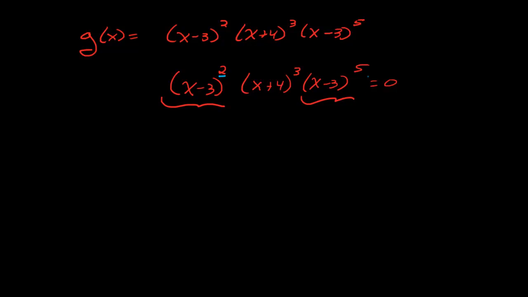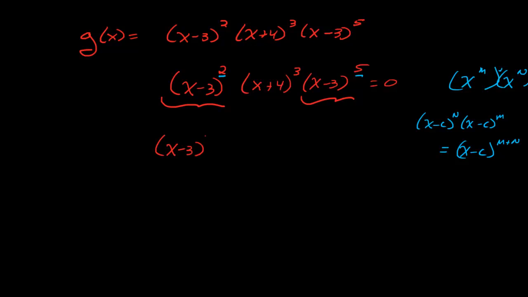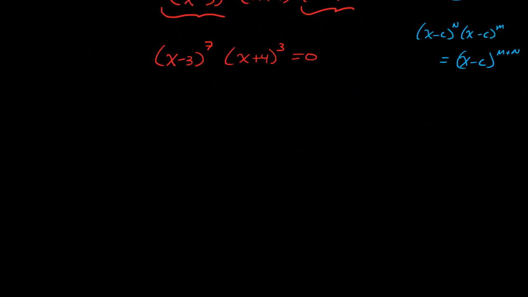So when we have the same bases, we add their exponents because we know x to the m times x to the n equals x to the m plus n. If you have x minus c to the mth power times x minus c to the nth power, this will equal x minus c to the m plus nth power. So it's the same for binomials in this circumstance. So we would really write this as x minus 3 to the 2 plus 5, which gives you a value of 7, times x plus 4 to the 3rd power set equal to 0. And it's imperative that you do this in order to determine the correct multiplicity.